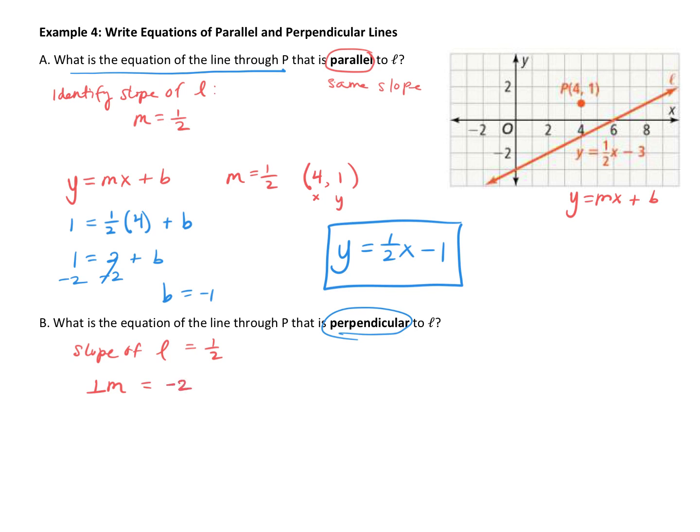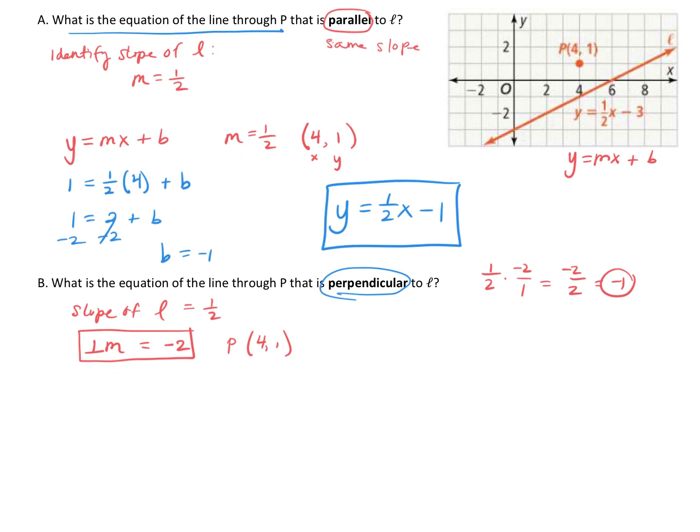I'm going to just double check off on the side. Is 1/2 times -2 over 1, is that product equal to -1? If so, that means I found the perpendicular slope. So we get -2 over 2, which does equal -1. So I know that our perpendicular slope is -2. The other thing we have is a point on our line. We know point P is 4, 1.